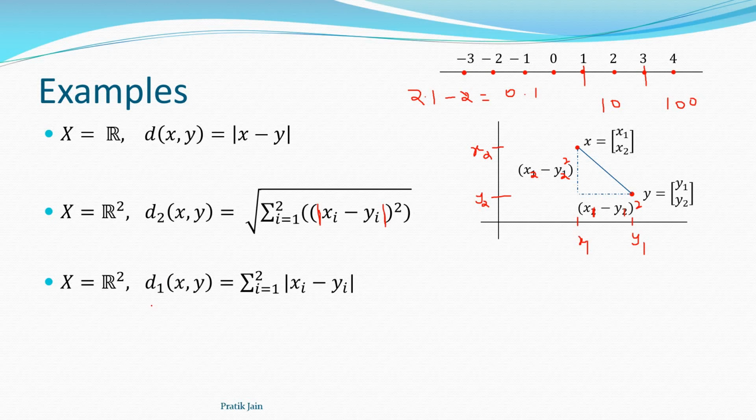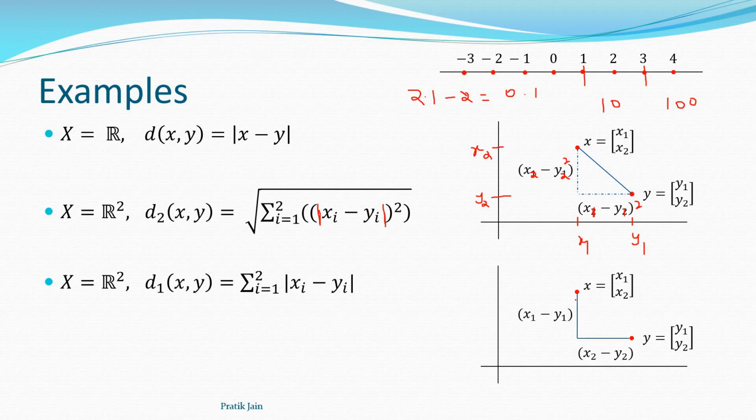Then there is something that is known as the d1 distance, where you don't square it, you just take the mod and you add them, right? So in this case this looks something like this. So you do x1 minus y1, this distance you add it to x2 minus y2, right? So this will only go either in this direction or in this direction, either in horizontal or vertical direction, right?